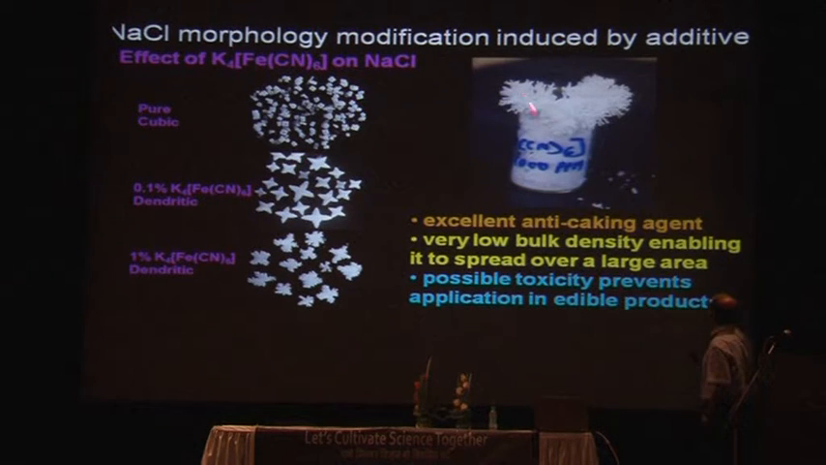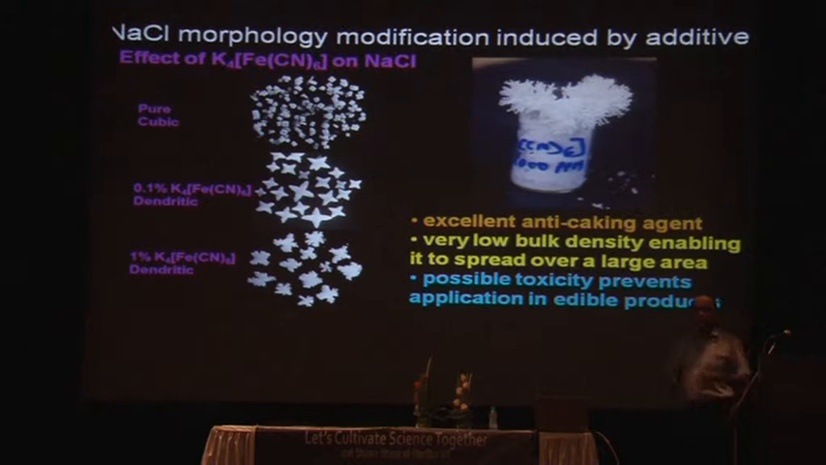Sodium chloride. This is sodium chloride. Who will believe this? This is sodium chloride. This is called dendritic growth. It is done in the presence of 1000 ppm of potassium ferrocyanide. This is done in my laboratory. I have taken this photograph.